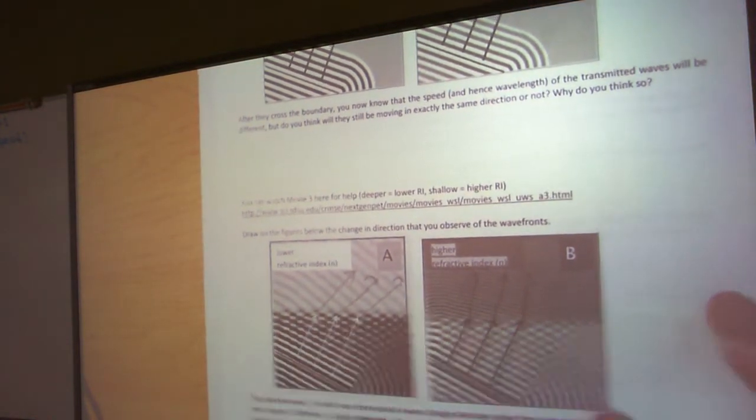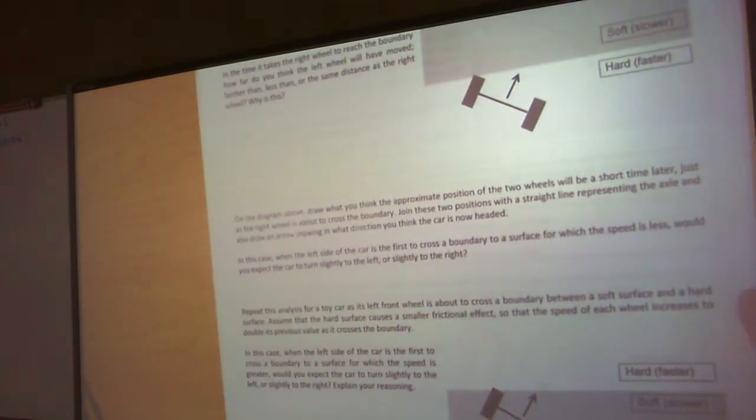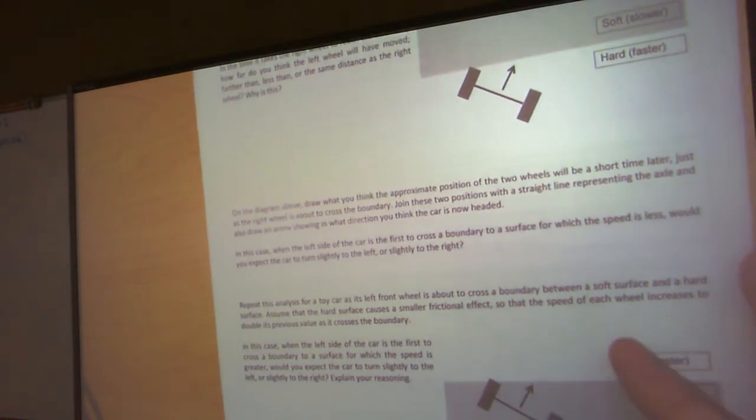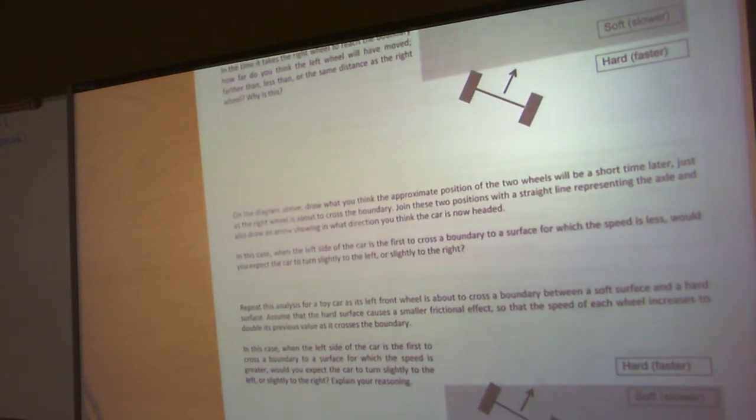So this phenomenon is what we call refraction. And we're going to look at what happens in this case with race cars. So go ahead and read through this and draw out what you think is going to happen.